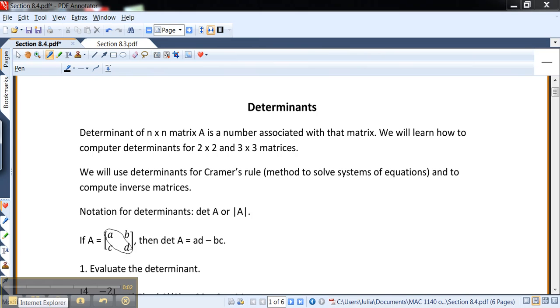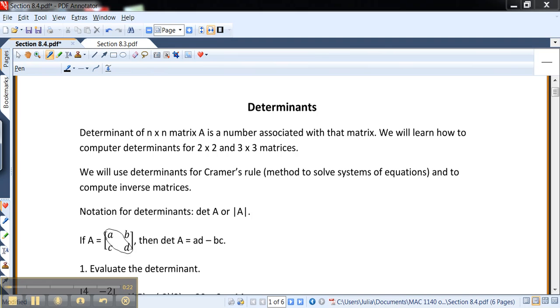In this video, I would like to talk about determinants, section 8.4. It will be useful to us to find out about another method to solve systems of equations, which is called Cramer's rule, and determinants will play a role in finding inverse matrices in section 8.3.